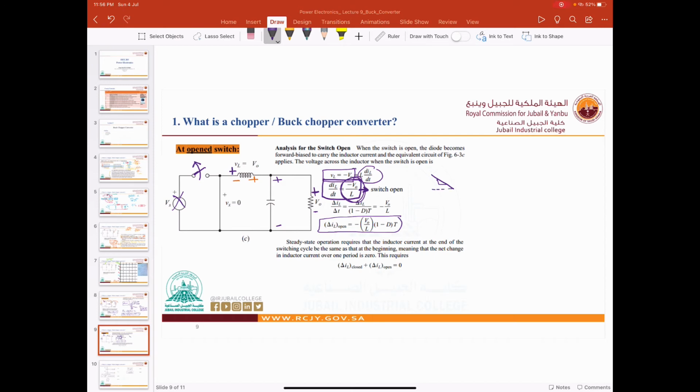So the slope is constant, and we know the time here. And this is delta IL open, IL opening, okay? Now delta IL opening is basically minus V out over L multiplied by 1 minus the duty cycle, multiplied by T, right? So this is our formula here. Now we know that this is at steady state condition, so we can add them together in order to get 0, right? Now let me write it here.